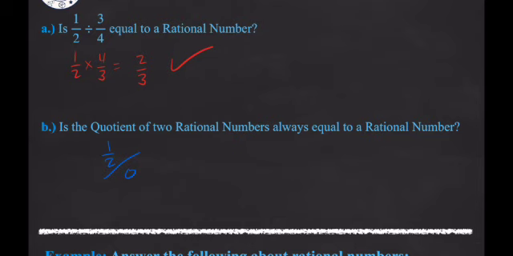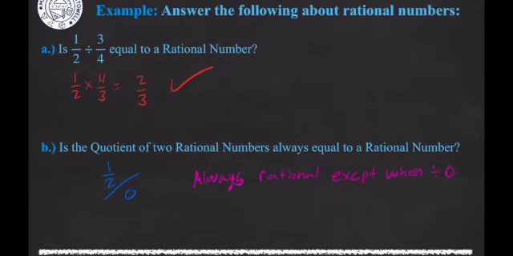Let me write that down. Always rational except when divide 0. Okay? And like I promised, we will pause it there.